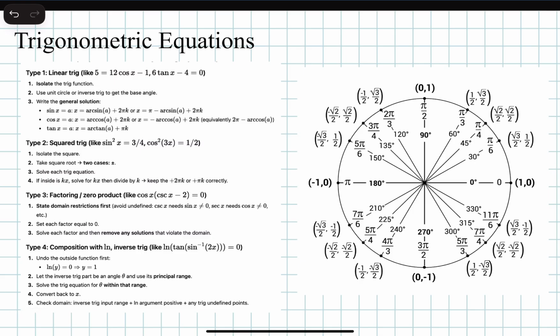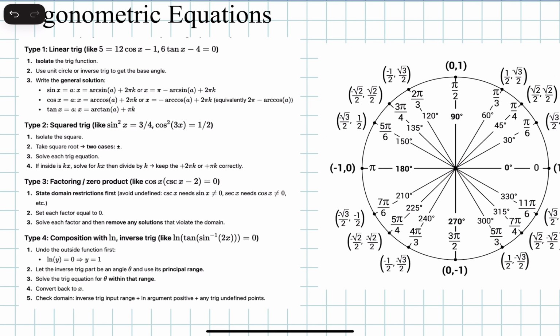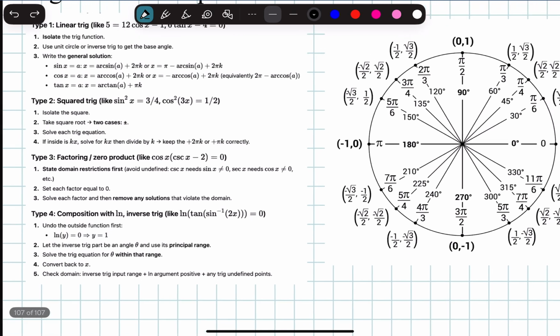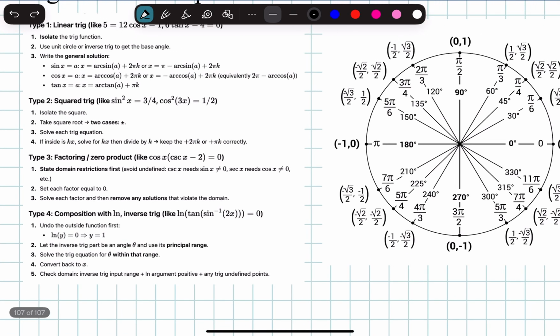That's going to be when it's 5 is equal to 12 cosine x minus 1, or 6 tan x minus 4 is equal to 0. So what you're going to want to do is isolate the trig function. Then after this, you use the unit circle or inverse trig to get the base angles. Then you write the general solution. And it will look something like this, or something like this.